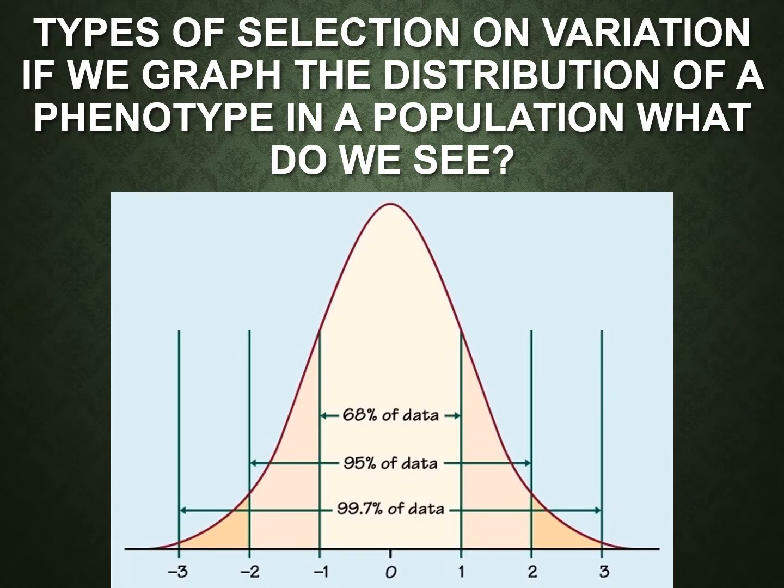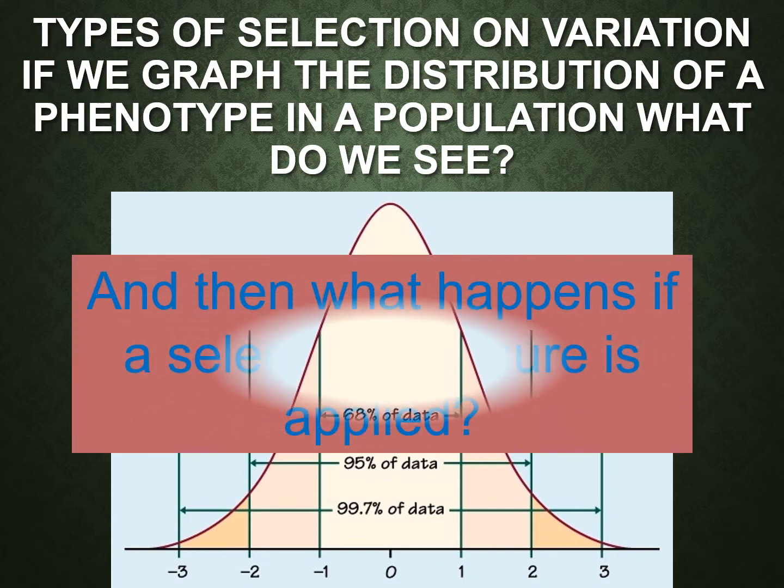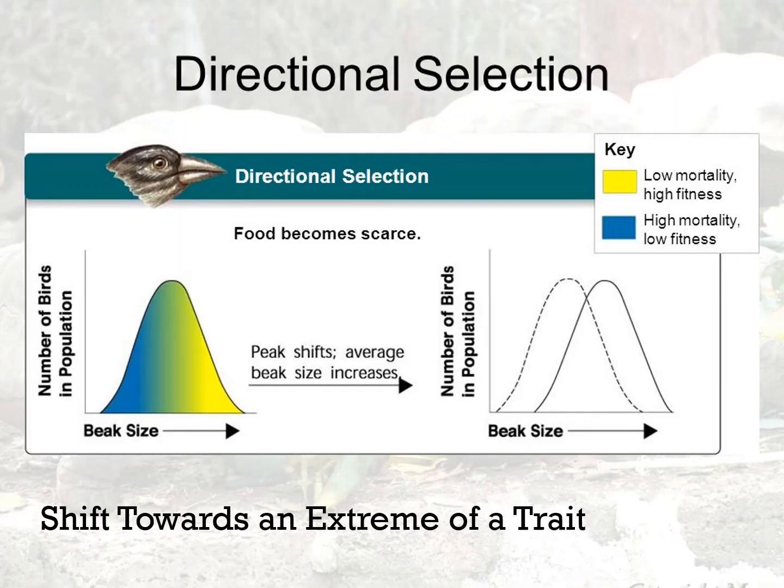Okay, so we see here continuous variation in a phenotype. We're going to look at what some of the different types of selection do to this distribution, how they change this distribution.